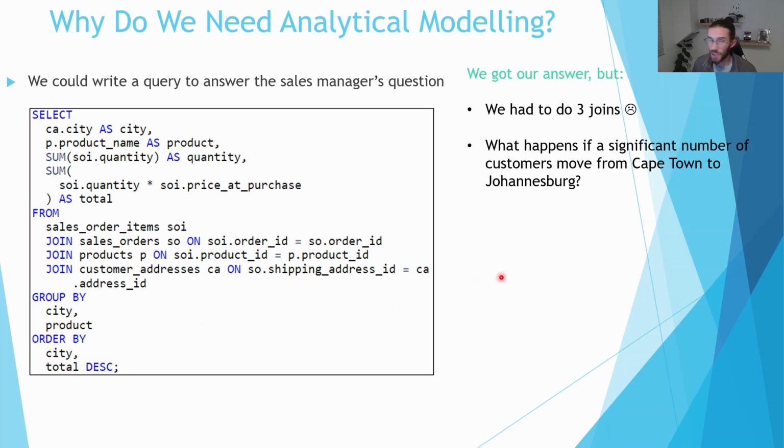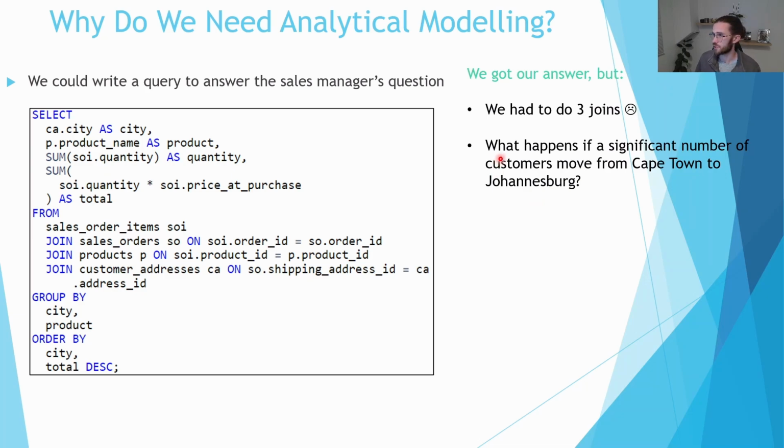So great, we get an answer, but we had to do 3 joins, right? Which is a little inconvenient. We have to go through 3 separate joins, and it's a little hard to navigate through the database to answer this type of question. But what would happen if a significant number of customers move from Cape Town to Johannesburg? So this is an example from my home country, South Africa. And if you don't know, Cape Town is a coastal town, whereas Joburg, where I'm from, is a landlocked city, right? We're in a province that has no coastline on it.